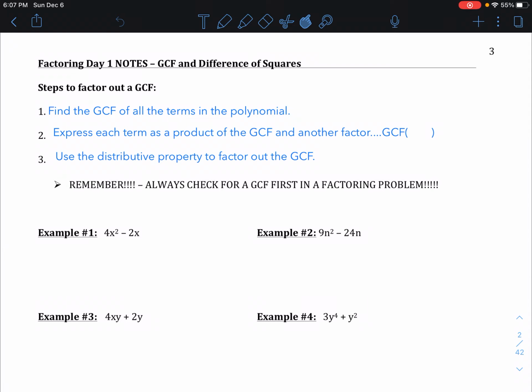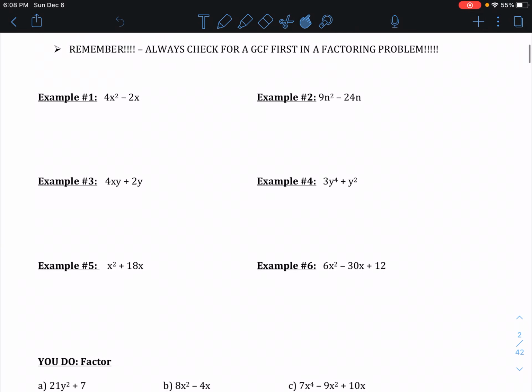Now, whenever we go into factoring, we always want to check for a GCF first in a factoring problem. When I give you problems to do, I'm not going to tell you what factoring you're going to have to do. That's for you to figure out. That's for you to memorize what things look like and the procedures. But just remember, no matter what, when I give you a problem to factor, always look out for the GCF first, greatest common factor.